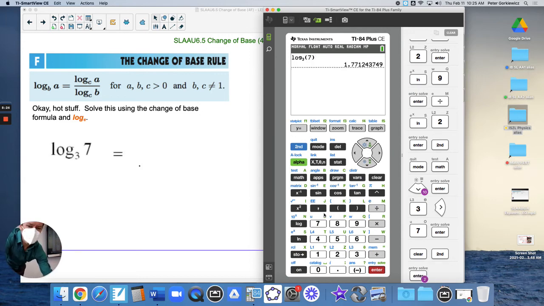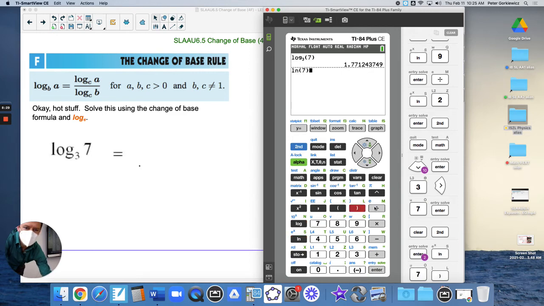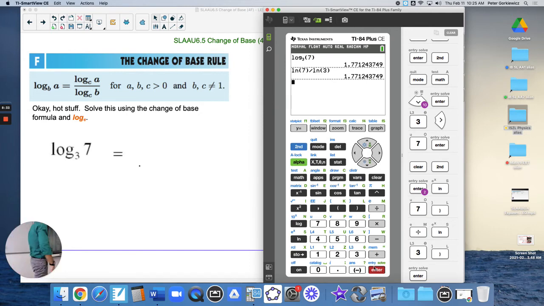So I got 1.77, and let's use natural log. You'd say natural log of 7 divided by natural log of 3. Shazam! Still 1.77. Cool.